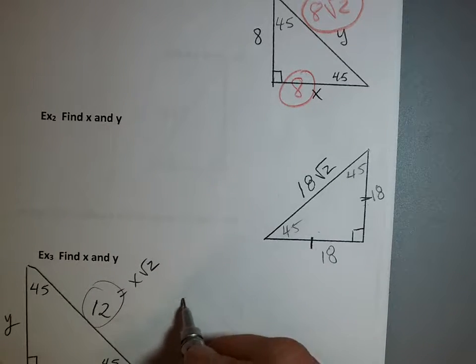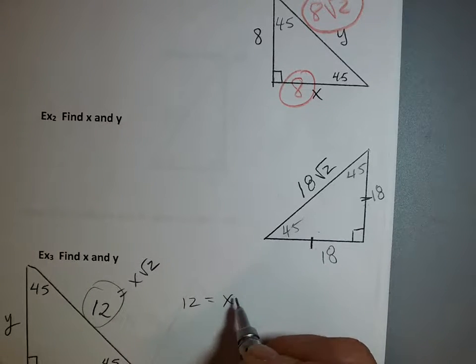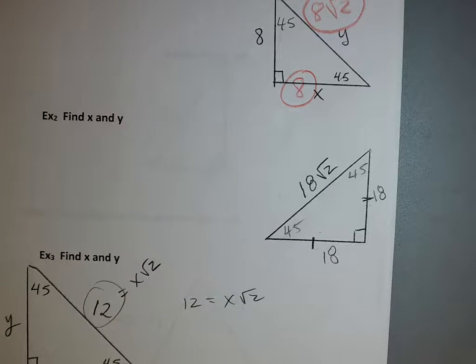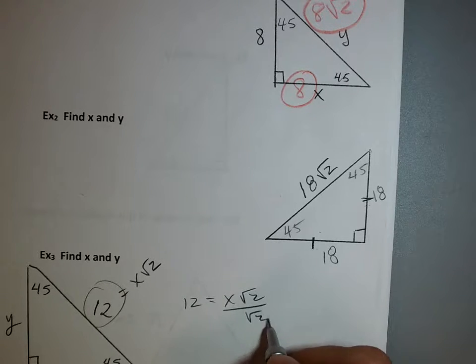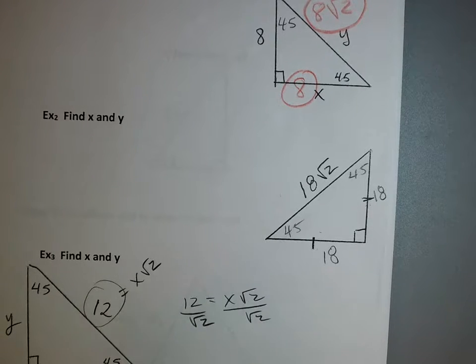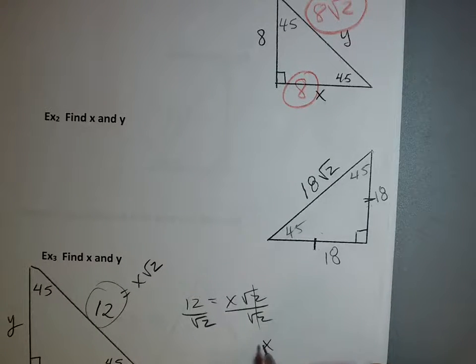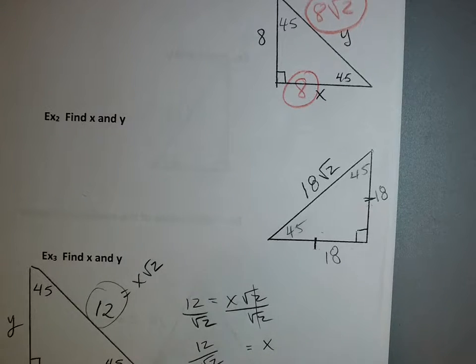So if 12 is equal to x square roots of 2, and I want to find x, which is this side, I'm just going to solve. Well, that's easy to solve. I'm just going to divide by the square root of 2 on both sides. So x, just divide by square root of 2, cancels. So x is equal to 12 over the square root of 2. Okay, now that's an okay answer, but we can make that better.